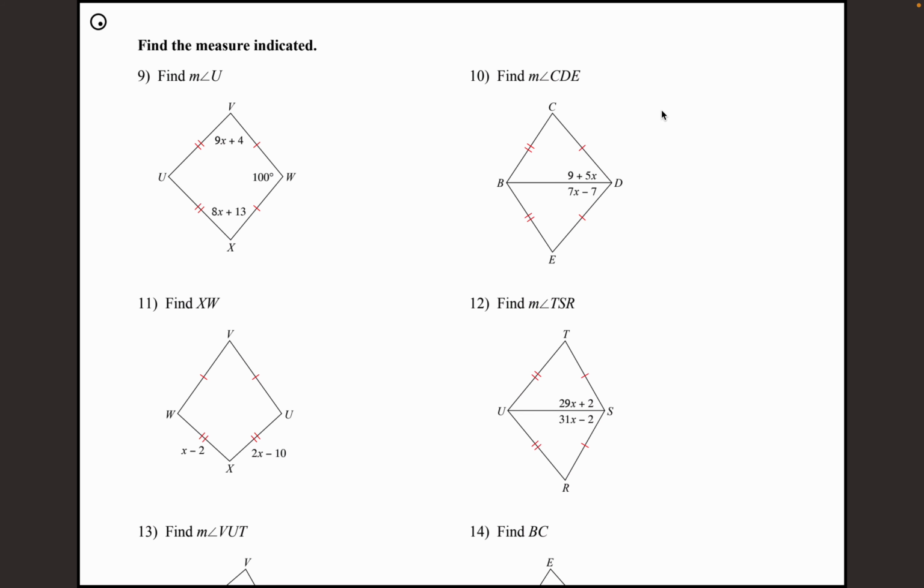So what? 49. Yeah, so if this is 49, what's this angle? 49. So if you're finding the whole thing, you just do, what? If this is 49, this is 49, what's the whole angle? Add them? Yeah. Which means that this is 55.